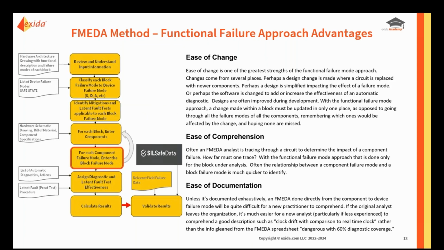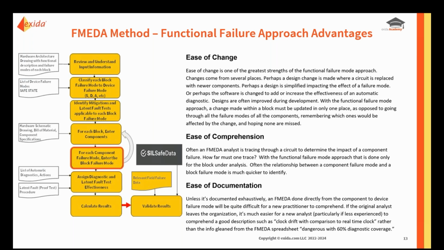So there are advantages to doing it this way. Ease of change is definitely one of the big ones. And as the example I gave earlier shows, going straight from the component failure rates to the element failure rates can be pretty involved. And unless you document it exhaustively, you may have trouble, and certainly somebody else may have trouble figuring out how you got from one to the other.